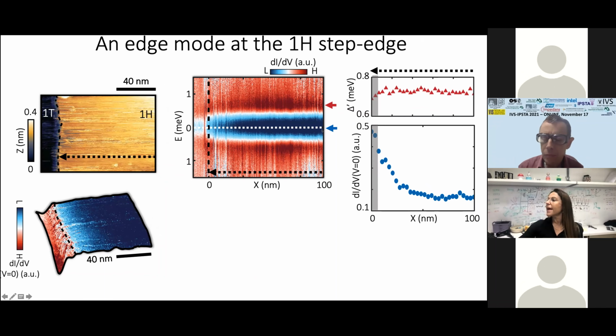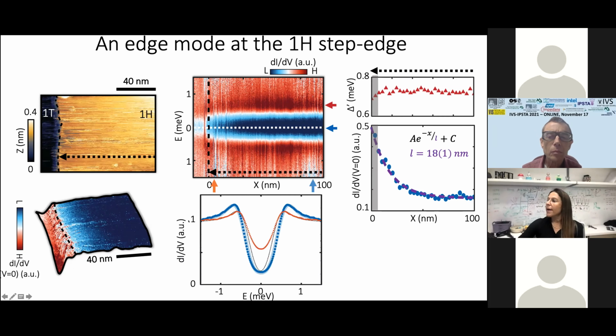This is the dI/dV along this line. We see an increase of density of states close to the channel. However, the superconducting gap, measured by the distance between the coherence peak and this zero bias, remains constant almost till the last end. So this means that this increase in the density of states doesn't come from suppression of the superconductivity, but rather it's an additional density of states that comes from this one-dimensional channel that resides close to the edge.